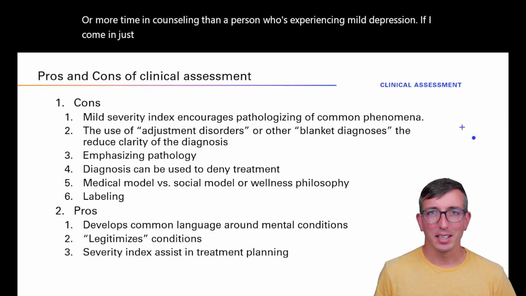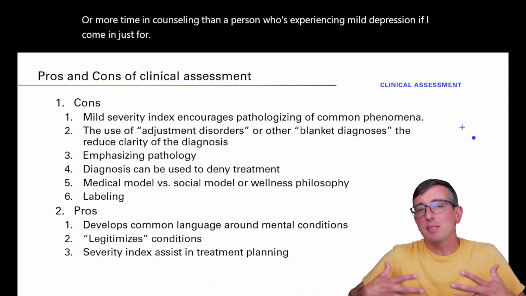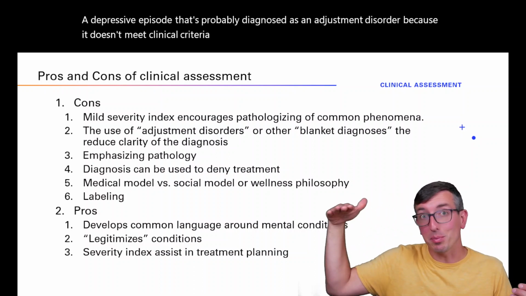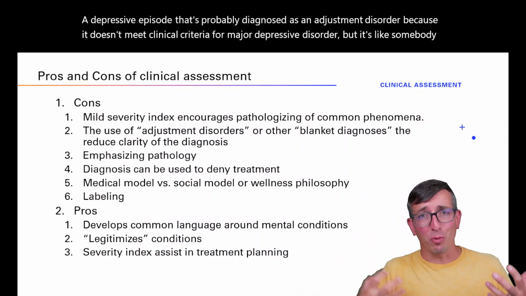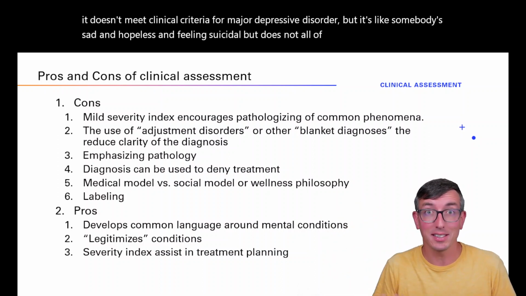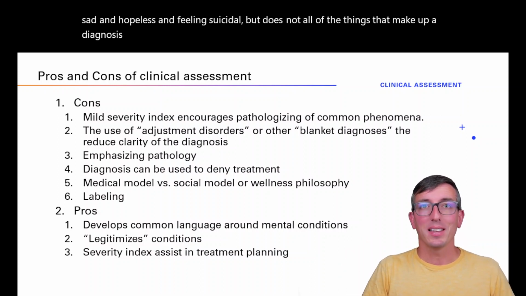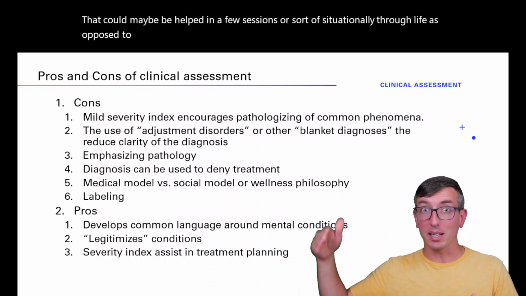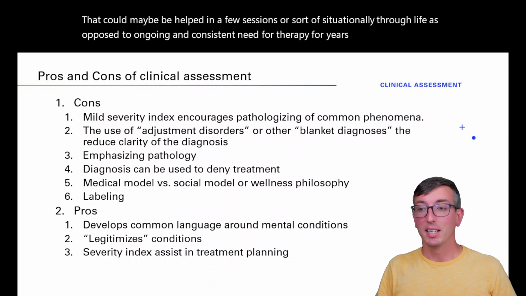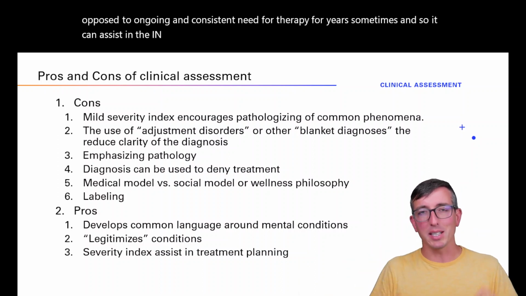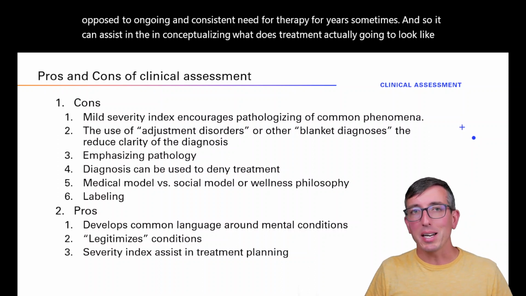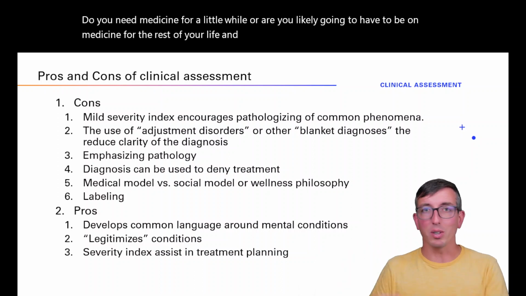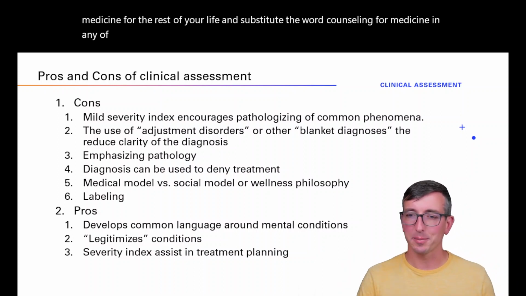If I come in just for a depressive episode that's probably diagnosed as an adjustment disorder because it doesn't meet clinical criteria for major depressive disorder, but somebody's sad and hopeless and feeling suicidal, but it's not all of the things that make up a diagnosis, that could maybe be helped in a few sessions or situationally through life, as opposed to an ongoing and consistent need for therapy for years sometimes. And so it can assist in conceptualizing what treatment is actually going to look like. Do you need medicine for a little while, or are you likely going to have to be on medicine for the rest of your life? And substitute the word counseling for medicine in any of those contexts.